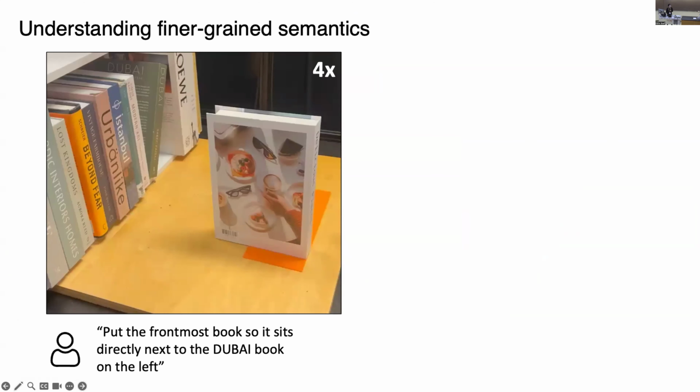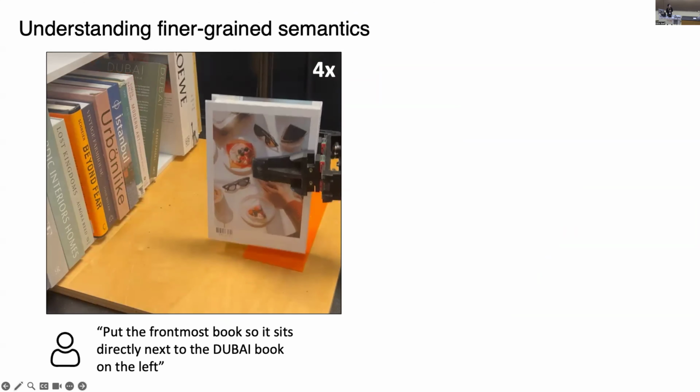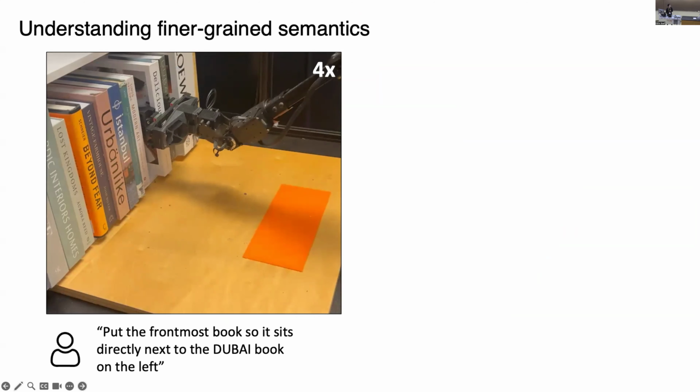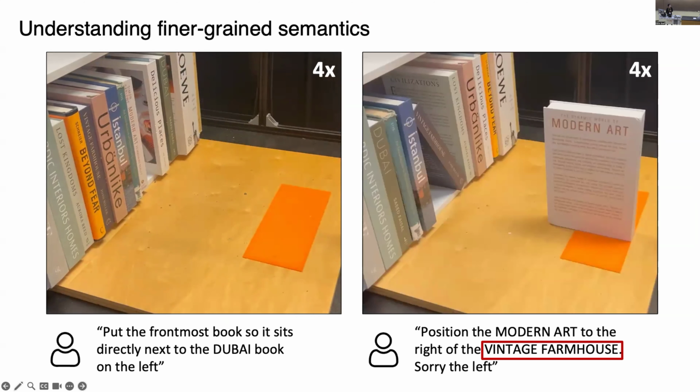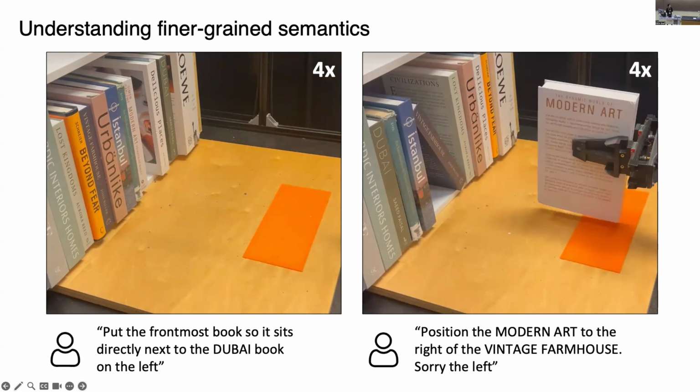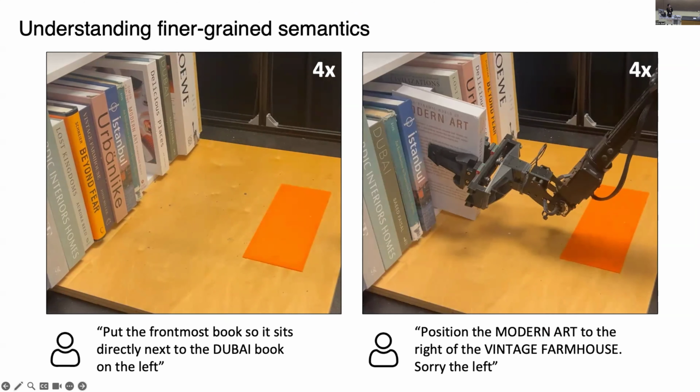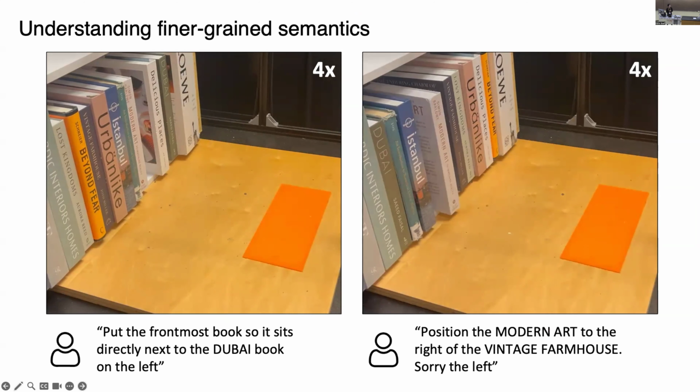We also show it can be used for other tasks, for example this book stowing task. The task is to put the frontmost book so it sits directly next to the Dubai book on the left. The generated code is able to call a vision foundation model to detect which book is the Dubai book, and generate actions that insert this book right next to the Dubai book. Here's another example, where it can highlight the red book and insert this book in the right slot. For example, here the instruction is specifically to insert the book on the left side of this vintage farmhouse.